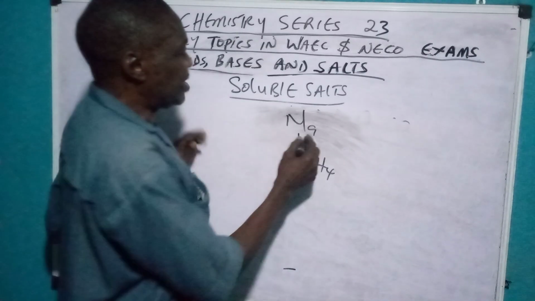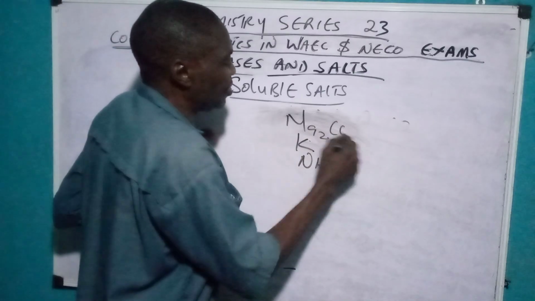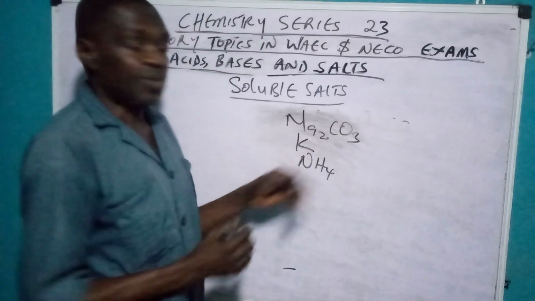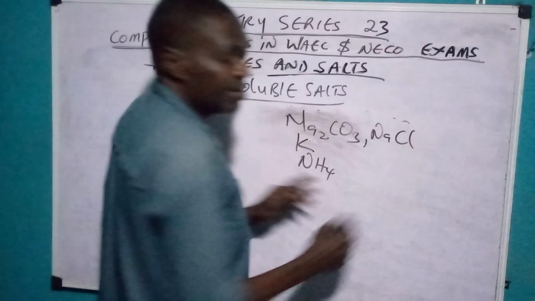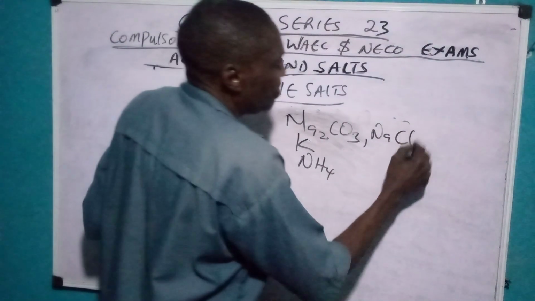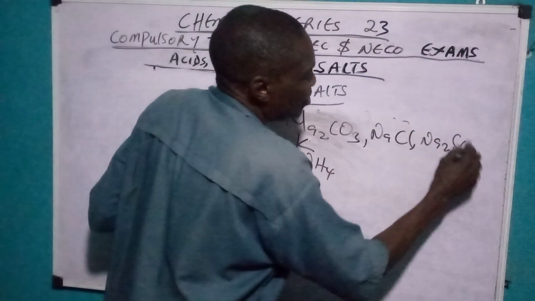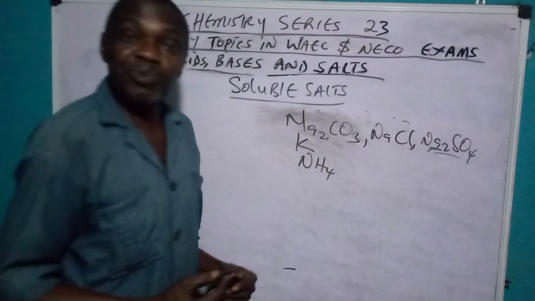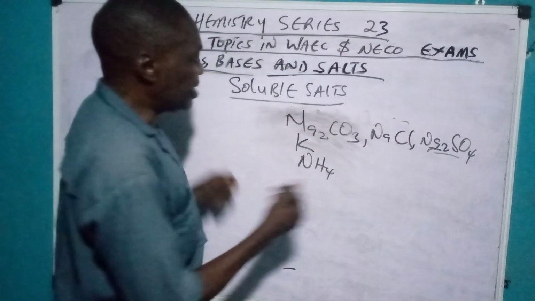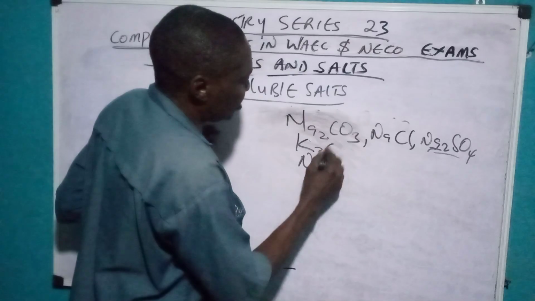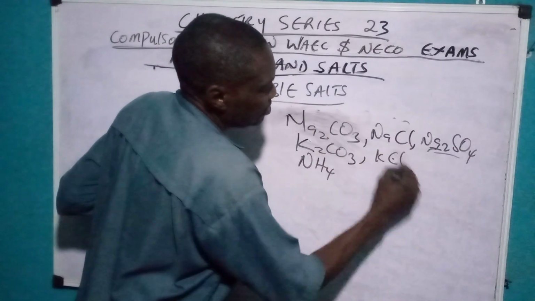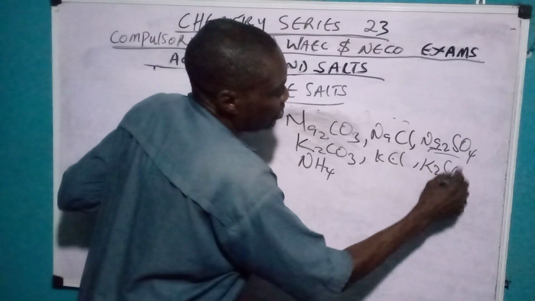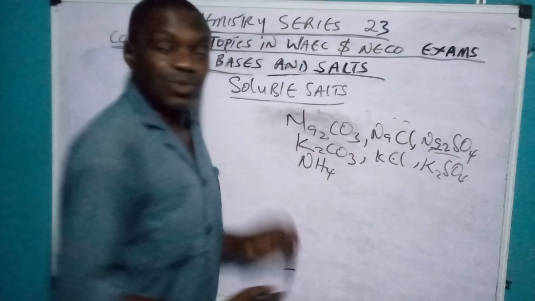For example, let's say I have sodium carbonate, Na2CO3. This is a soluble salt. If I also have NaCl, it's a soluble salt. If I also have Na2SO4, because of the presence of sodium, it's a soluble salt. Then potassium, a similar thing applies: K2CO3, KCl, K2SO4. They are all soluble salts.